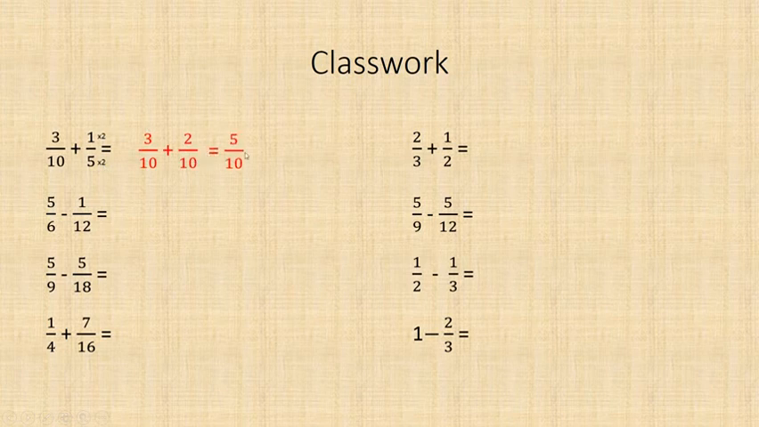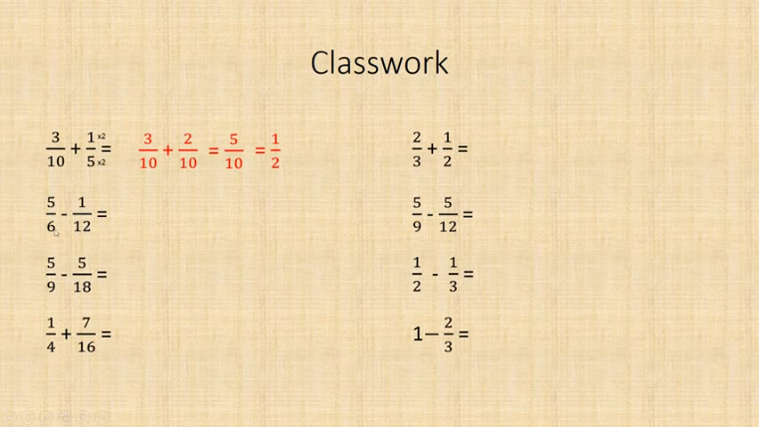So if you added them together, it's going to be 5 over 10. Take care, you have to simplify. 5 over 10, I will simplify it by dividing up and down by 5, so it's going to equal 1 over 2. The next question, 5 over 6 minus 1 over 12. What's the LCM of the denominators? Yes, it's 12, perfect.